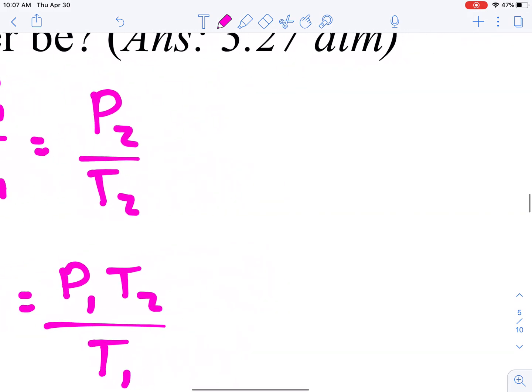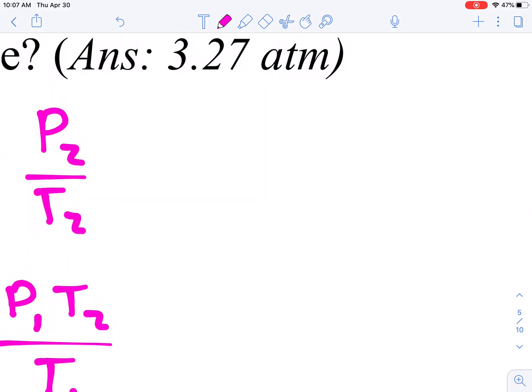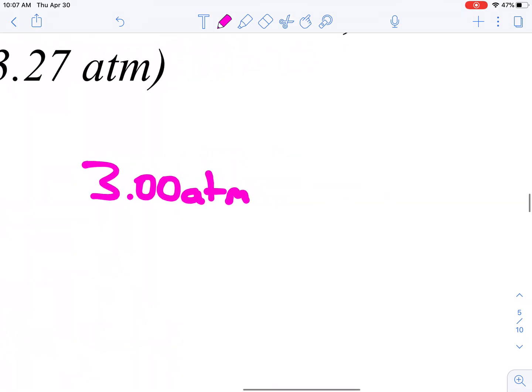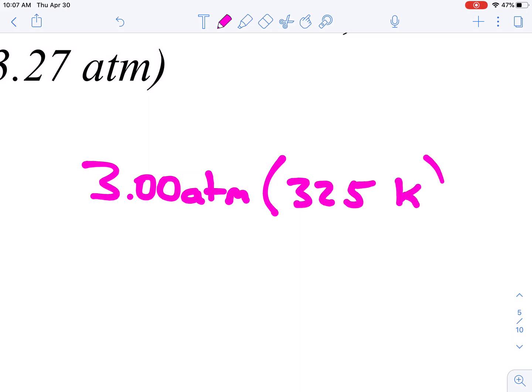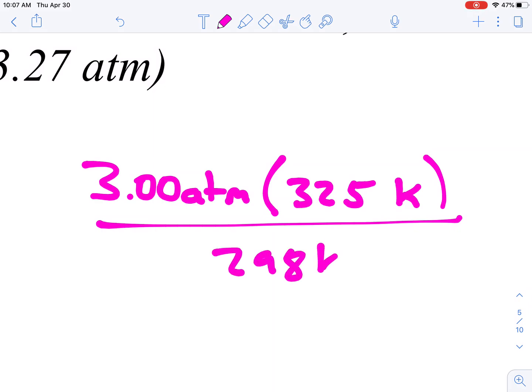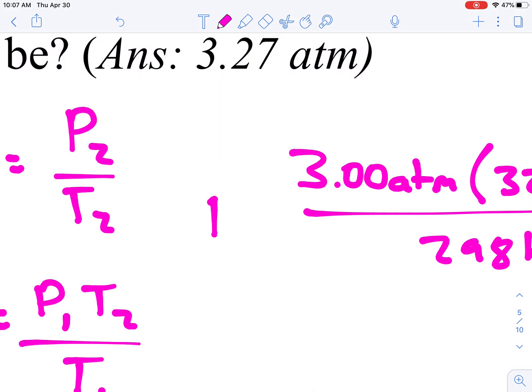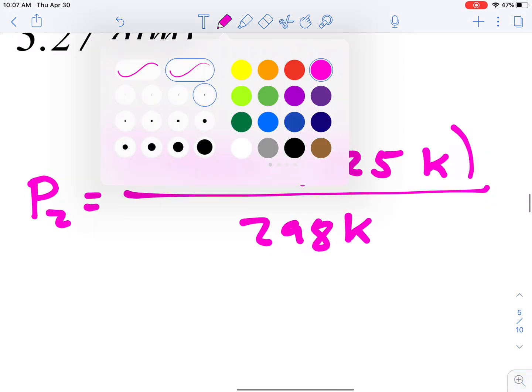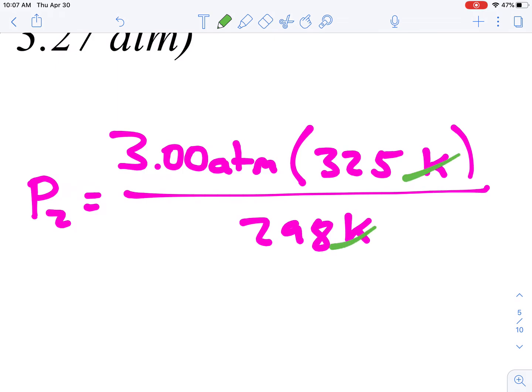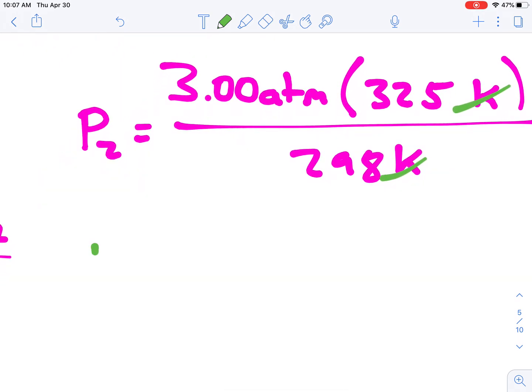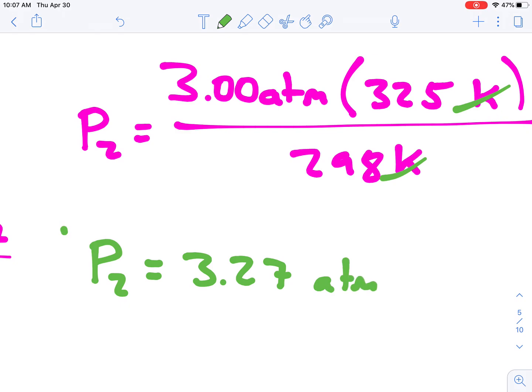We're going to plug in everything that we have. That initial pressure is 3.00 atm, multiplied times our final temperature, which is 325 Kelvin, and then put over our initial temperature, which is 298 Kelvin. This allows us to solve for P2. Our units will cancel conveniently: Kelvin and Kelvin cancel. We're left with atm, which is a pressure, so that's good news. 3 sig figs for every single number, so our answer should have 3 sig figs. We get 3.27 atm.